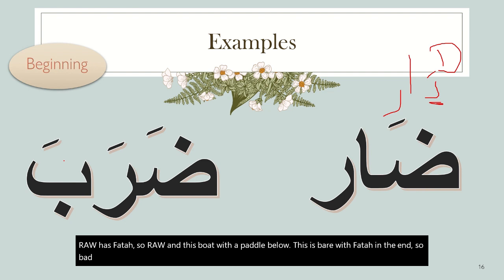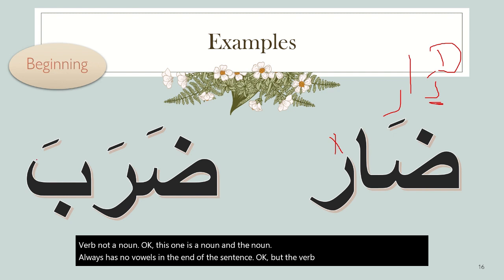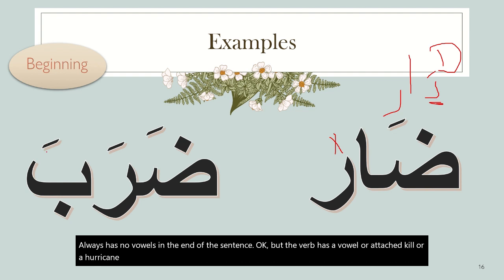Why does it have fatha or vowel in the end? Because this is a verb, not a noun. This one is a noun, and the noun always has no vowels in the end of the sentence. But the verb has a vowel or a tashkil or a harakat on the end letter. So here let's try to pronounce it.